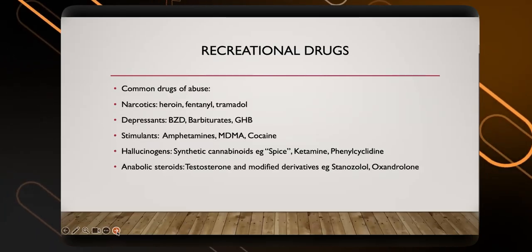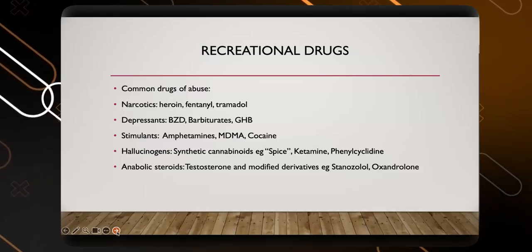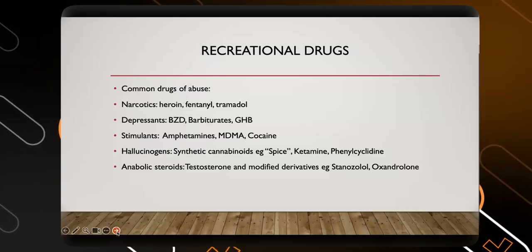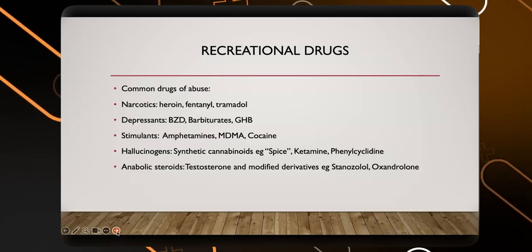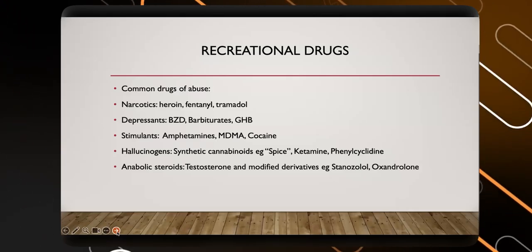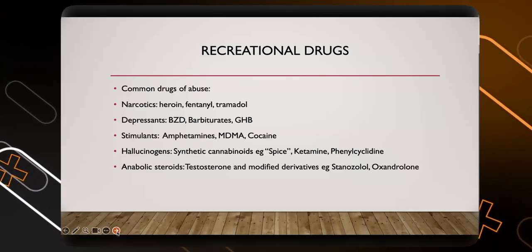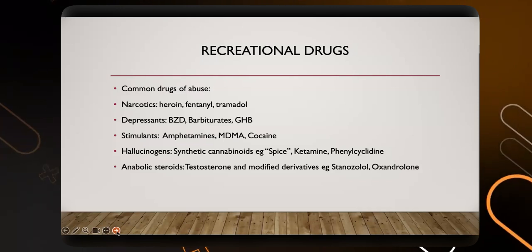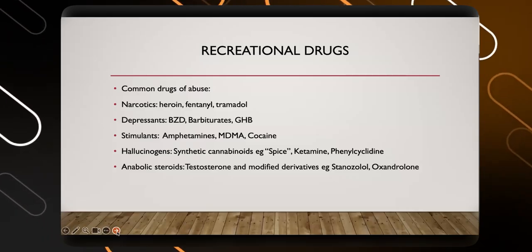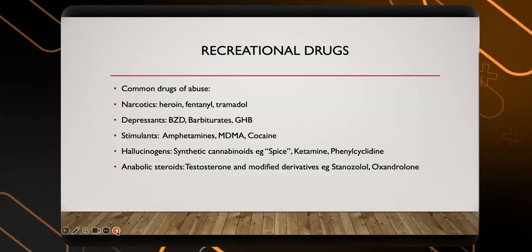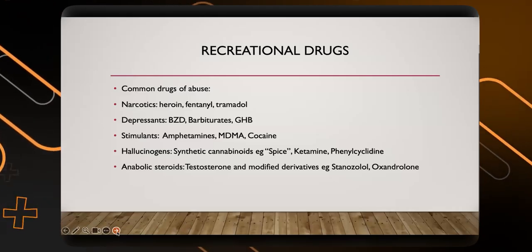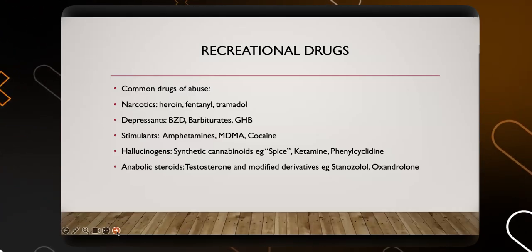Now, recreational drugs. Common drugs of abuse include narcotics, for example, heroin, fentanyl, and tramadol. Depressants, for example, benzodiazepines, barbiturates, and gamma hydroxybutyrate. Stimulants, for example, amphetamines, MDMA, and cocaine. Hallucinogens, for example, synthetic cannabinoids such as spice, ketamine, and phencyclidine. And anabolic steroids, for example, testosterone and modified derivatives, such as stanozolol and oxandrolone. So these are the recreational drugs which are quite commonly seen in critical care practice.